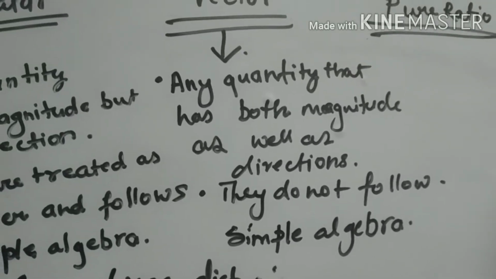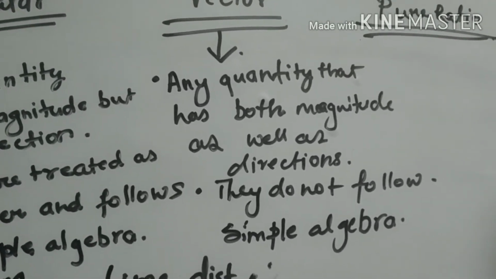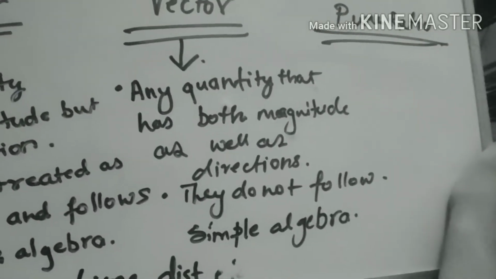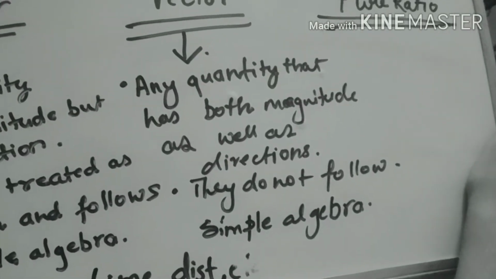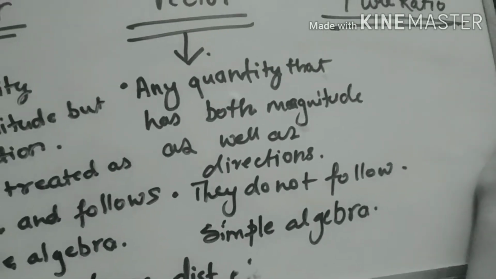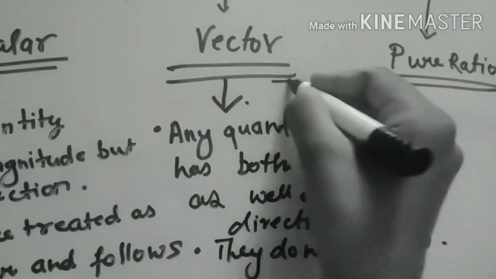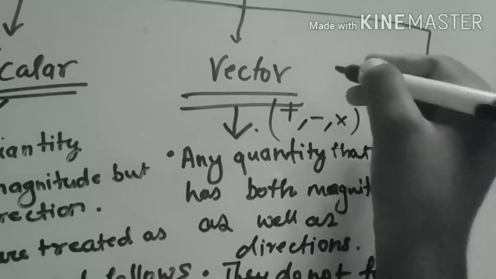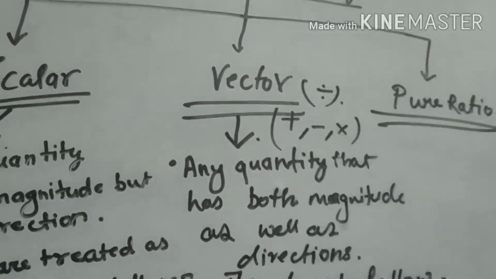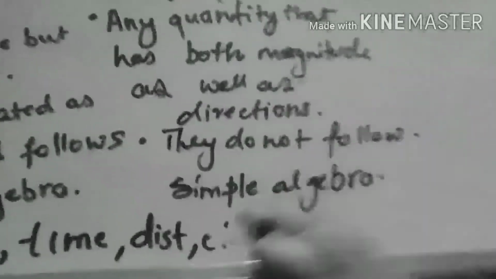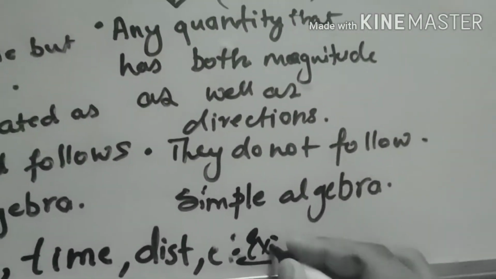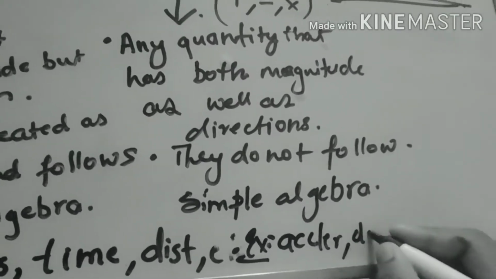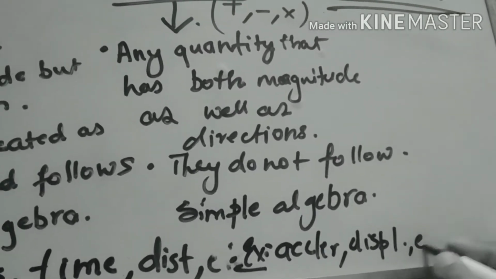We have different laws of addition, different laws of subtraction, different laws of multiplication, and division usually is not defined in vector. Means we do not divide any vector with another vector. We can add, we can subtract, we can multiply, but there is no funda for division in vector. Okay, and we can take examples like acceleration, displacement, and many more like force.